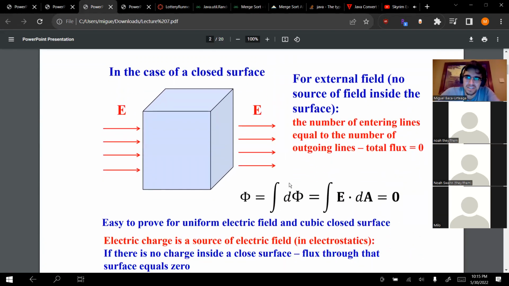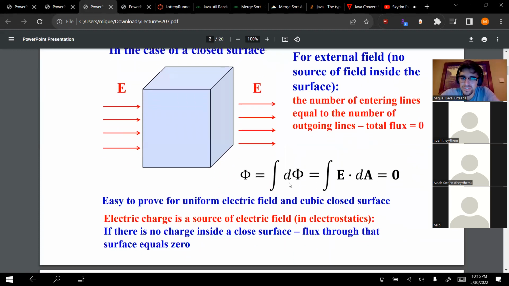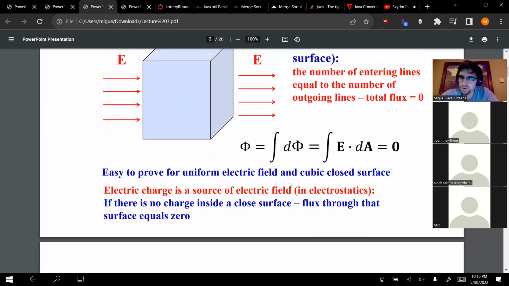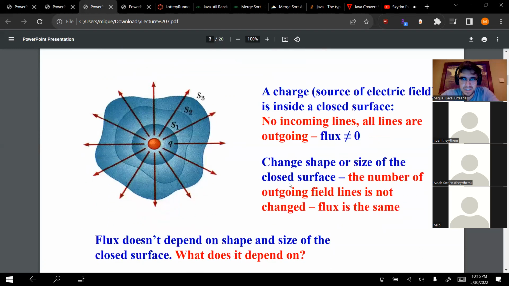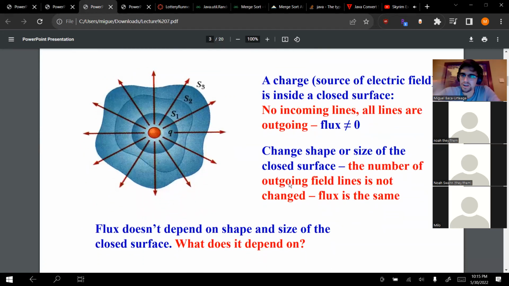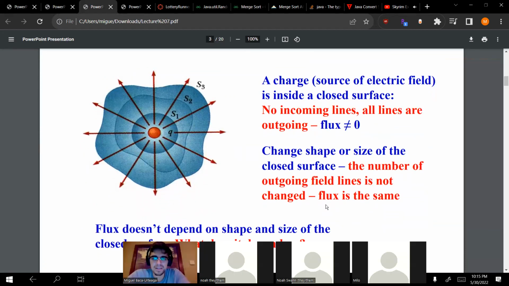Okay. Quick review. In the case of the closed surface, there's no field inside the surface. The total flux is 0. A charge source of electric field is inside of a closed surface, meaning in this instance that there are no incoming lines and that all lines are outgoing, so that the flux does have a value.